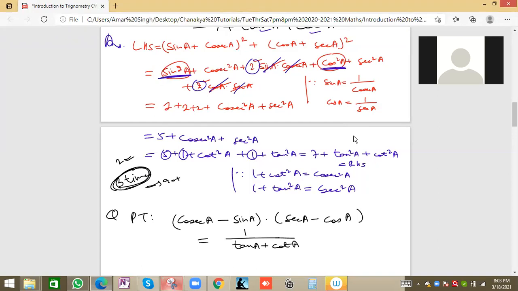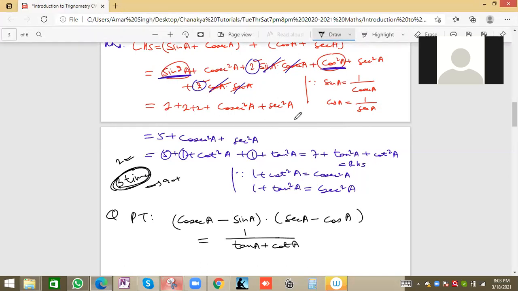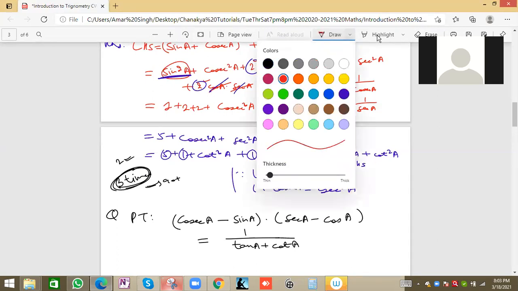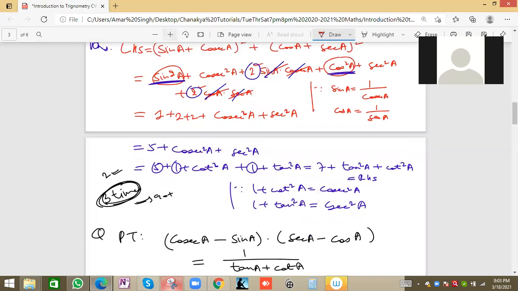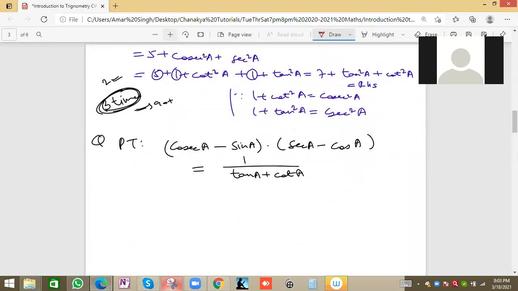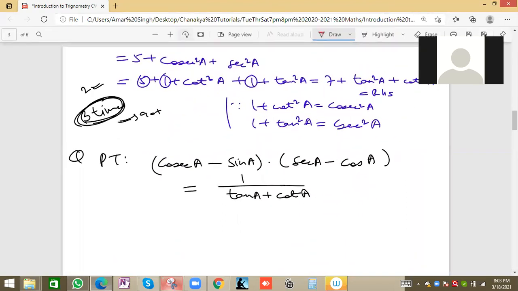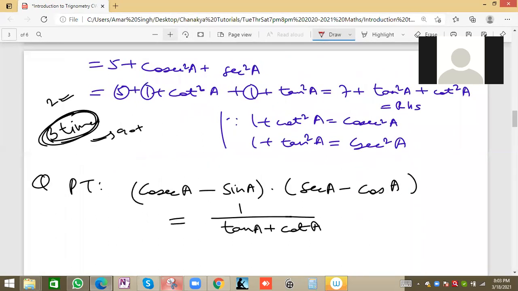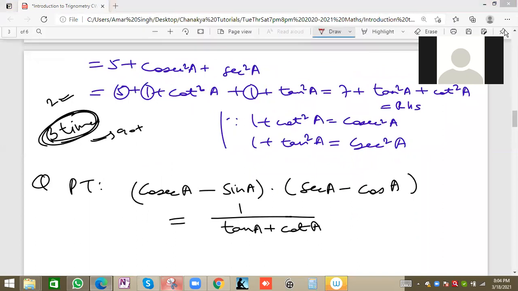So others can try this question: (cosec A minus sin A) into (sec A minus cos A) equal to 1 by (tan A plus cot A). So let me solve. Okay, Navneet, you have completed. Okay, good.